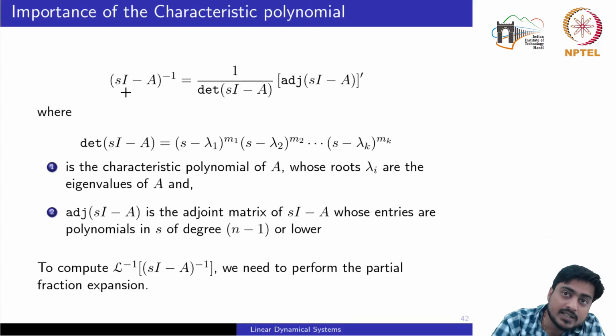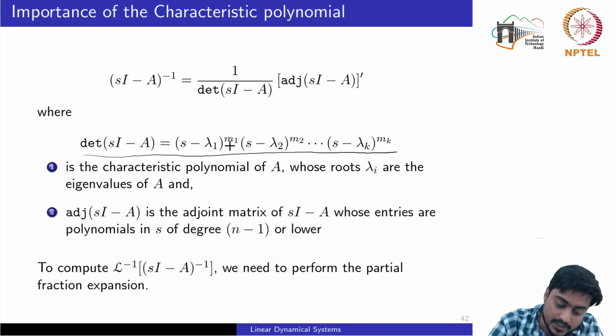So this inverse of sI minus A, I can write as the ratio of the transpose of the adjoint of sI minus A divided by the determinant of sI minus A. Now this determinant of sI minus A can be given by this one, where all these powers. What I have done here: if I take the determinant of sI minus A, first of all it would be a polynomial, right?